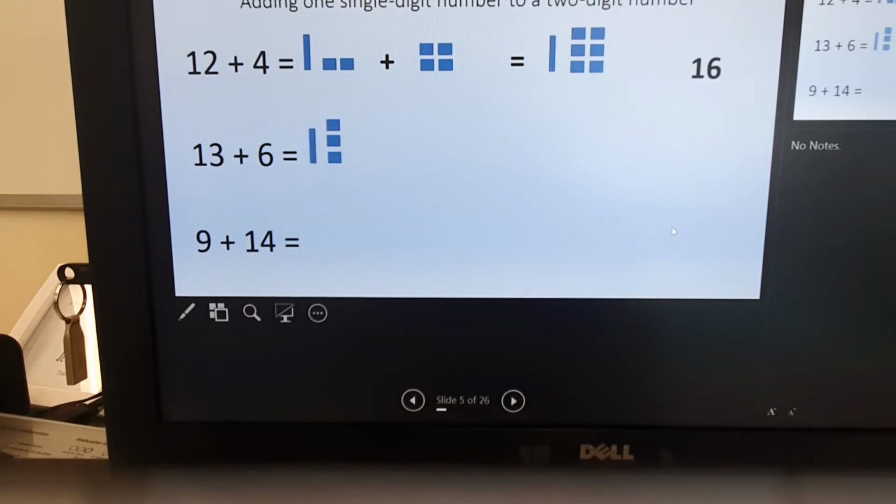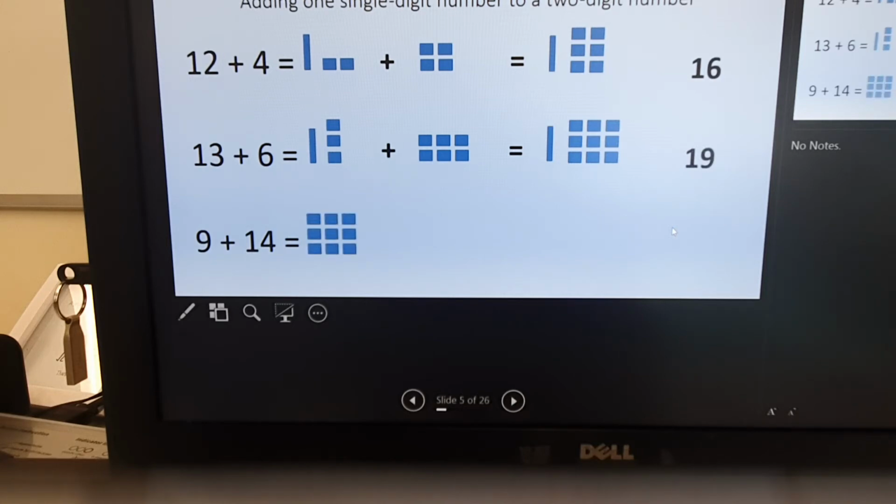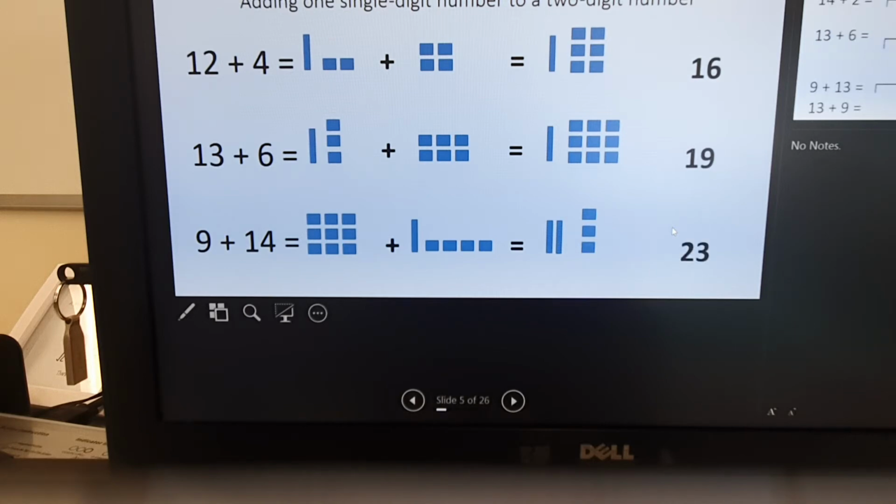Okay, so to show 13, you should have had 1 10 stick and 3 ones. Adding on 6 ones, and you should have got the answer 19. Now we've swapped it round this time, but it doesn't matter because it's commutative, which means the numbers can be added in any order. So we've started with our 9, adding on our 14. And our answer is 23.